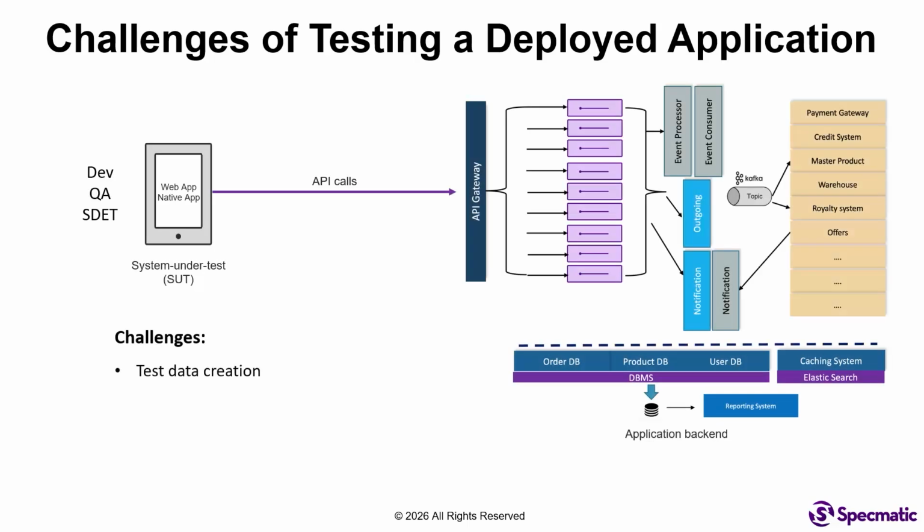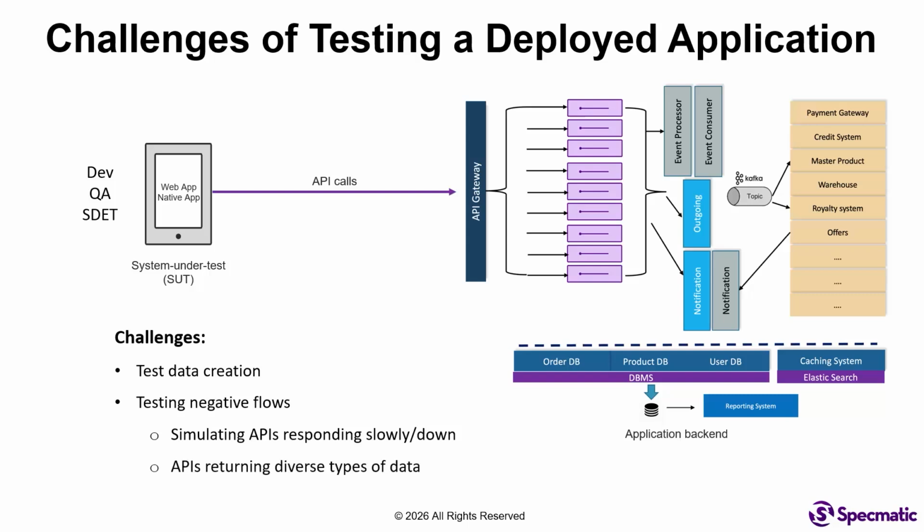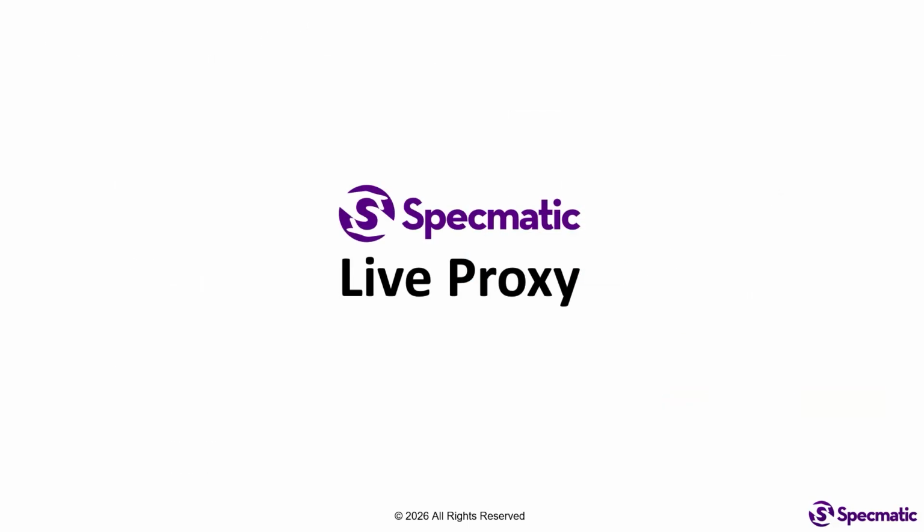You need to think about test data creation. You need to think about testing negative flows, which also includes simulating APIs responding slowly or APIs being down, and APIs returning a diverse type of data. All of this needs to be done with the application being deployed, when it is used by many of your colleagues in the organization. We will use Specmatic Live Proxy to overcome these challenges. You will be able to confidently test the said earlier scenarios using this approach.